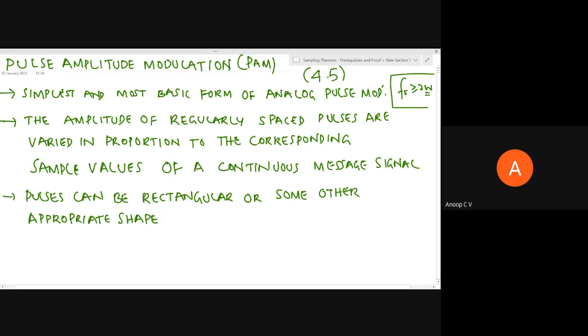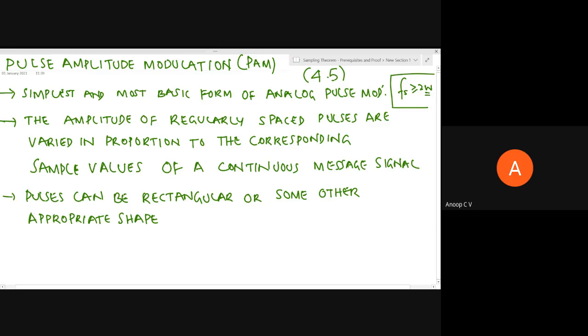It's not always fs equal to 2W. Why I told this is, yesterday when we discussed the sinc interpolation formula for reconstruction, at the end I considered fs equal to 2W and wrote the expression. It's not the case; that's actually the limiting case. Normally fs will be greater than 2W. Please do keep that in mind. With that note, we'll move on to pulse amplitude modulation.